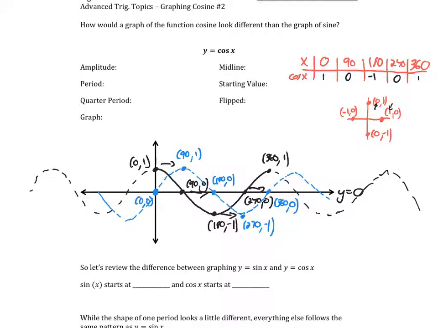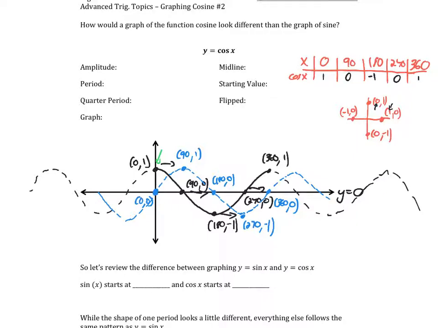But when we graph them, notice when we graphed cosine, it was easiest to start at the point above the midline. I'm going to change colors. At this value right here. And we started the amplitude above the midline. So that's going to be one of the key differences.